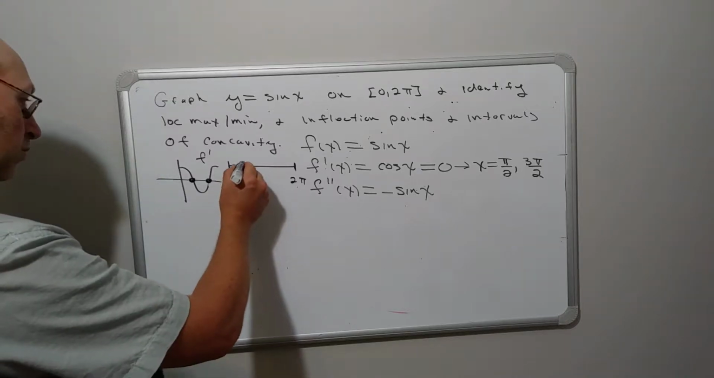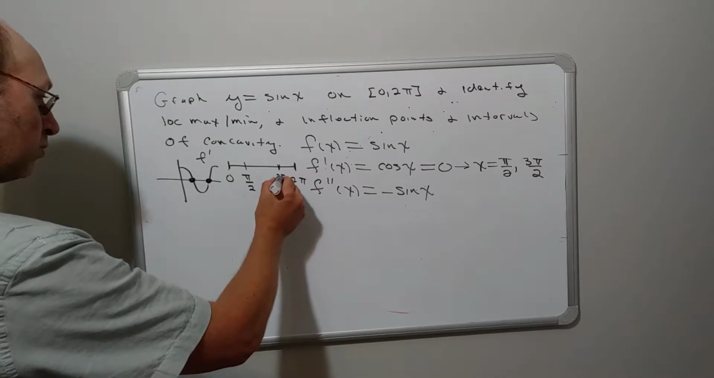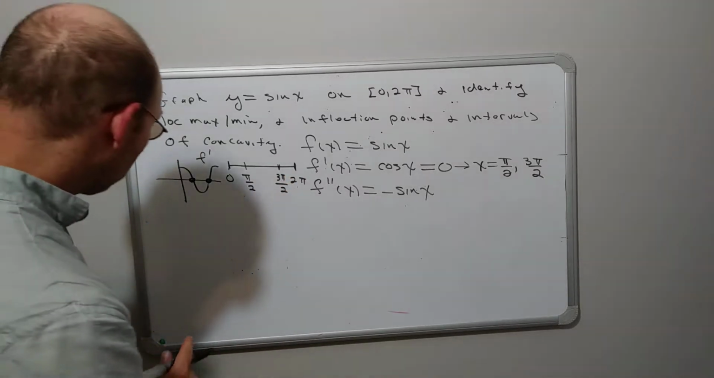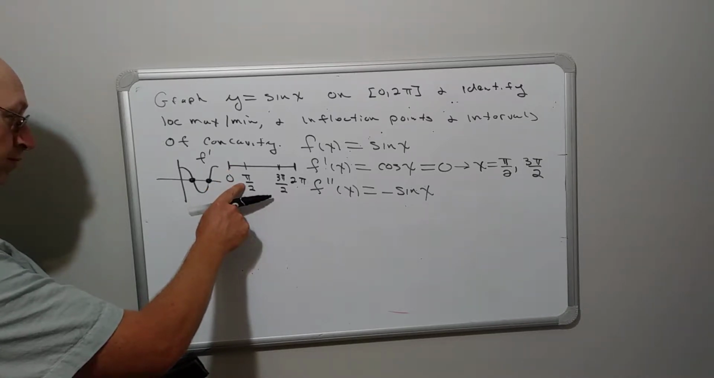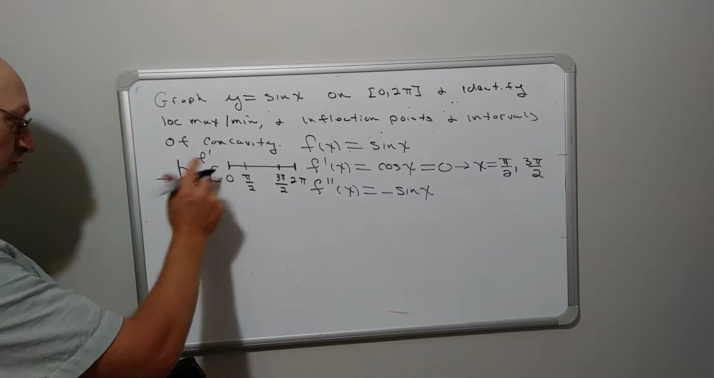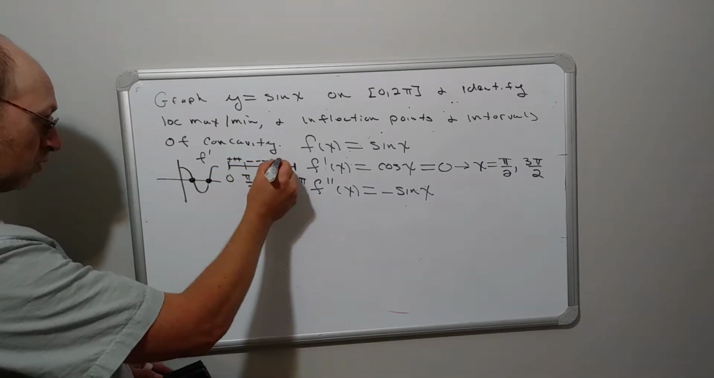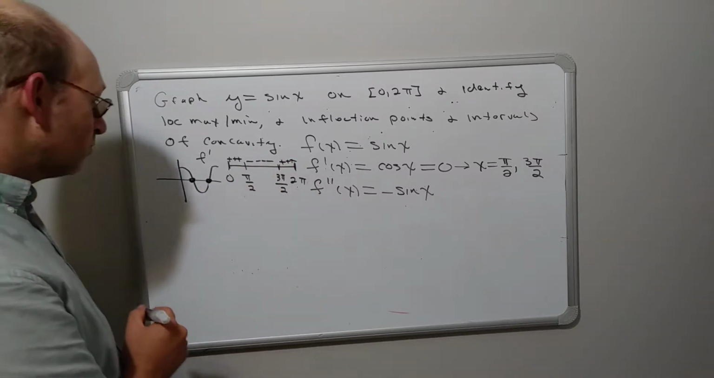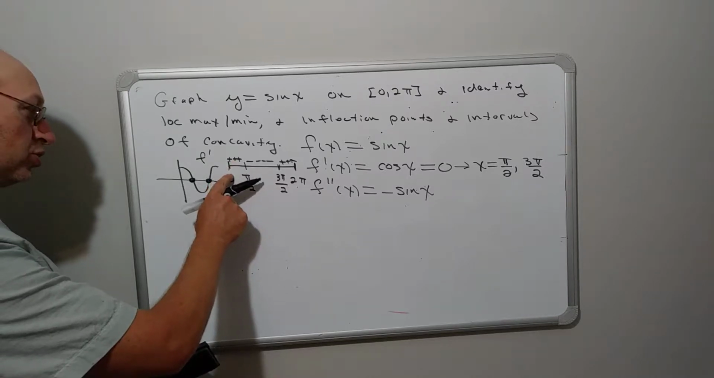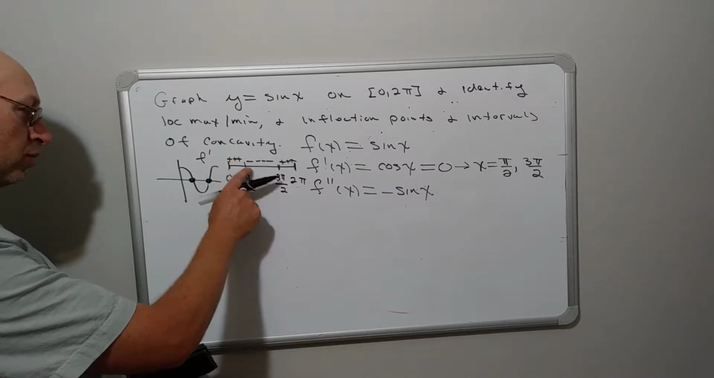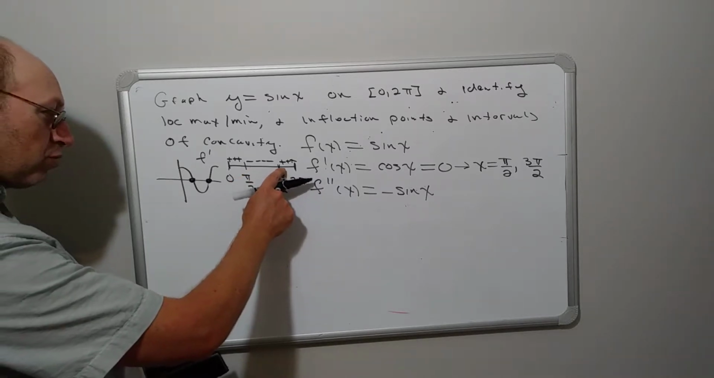Then in between we have pi over 2 and 3 pi over 2. Okay, if we plug in any number between 0 and pi over 2, you would get positive. And it's negative, and it's positive. So the sine function increases from 0 to pi over 2, decreases from pi over 2 to 3 pi over 2, and increases from 3 pi over 2 to 2 pi.